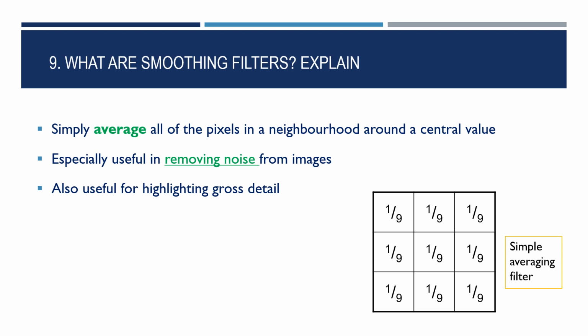Question number 9. What are smoothing filters? Explain. Now, smoothing filters are averaging filters, and they are used for removing noise. A mask is shown here. A 3x3 sized mask is shown as the example with weights of 1/9 per cell. So when we sum up all of them, it will become 1.